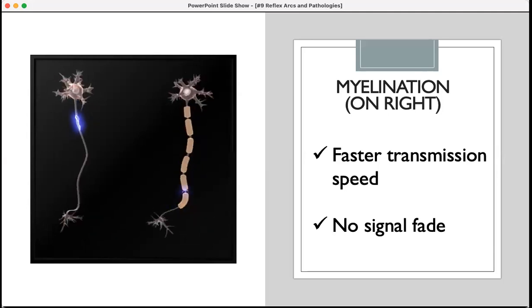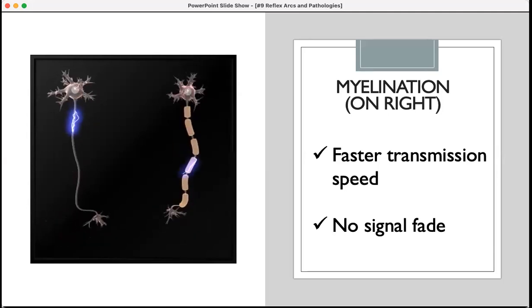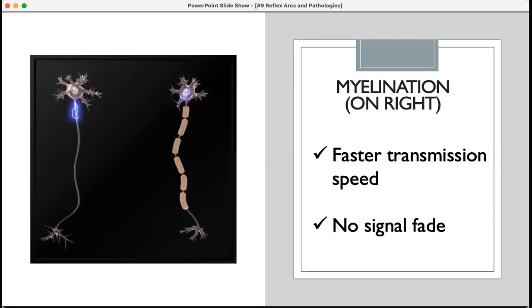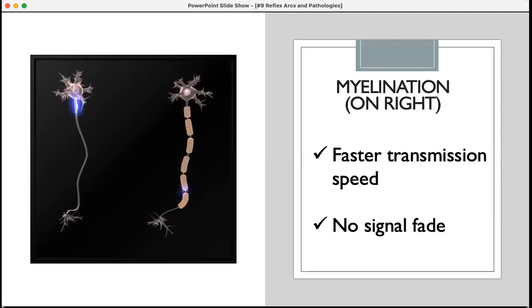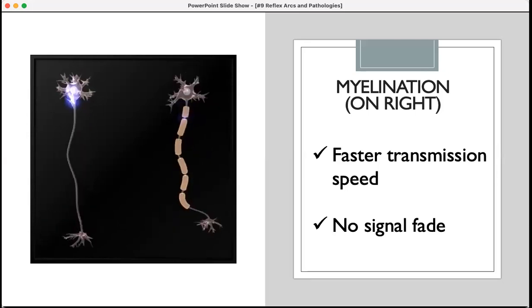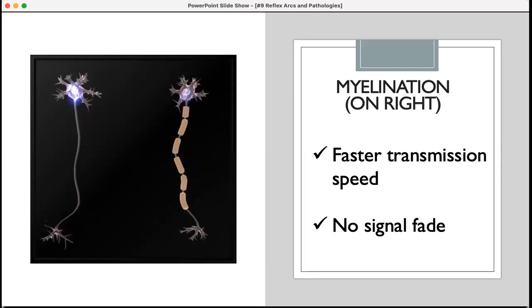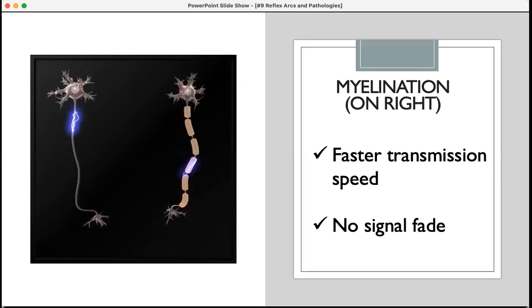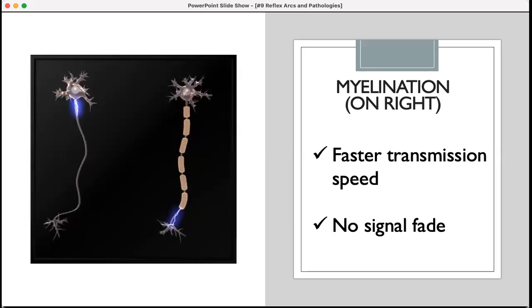Okay, now we're going to get on to axonal transmission and some of the pathologies that can affect that. Now, as a review, remember the myelination of the axons allows for greater transmission speed, and they prevent any signal fade. So it's like the insulation on the conduction wires in your home.